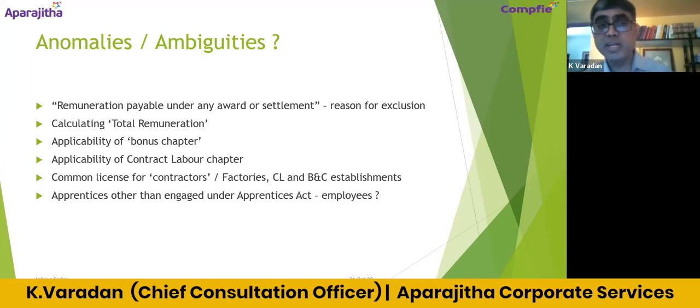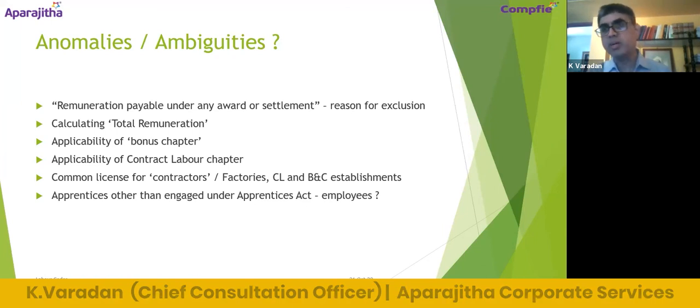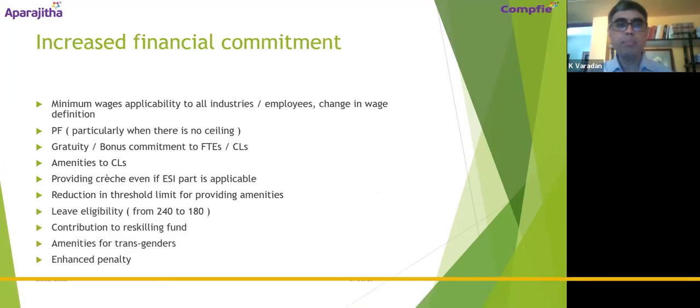Then apprentices other than engaged under Apprentices Act, I think we saw for the definition of the term employee, it excludes specifically apprentices engaged under Apprentices Act. What about the other apprentices? Apprentices engaged under the standing orders, apprentices engaged as per the policy of the company, whether they are to be treated as employees or not. I think these are all certain areas, some anomalies or ambiguities are there. I think if that is clear, then I think it will be easy for the employers, I would say.